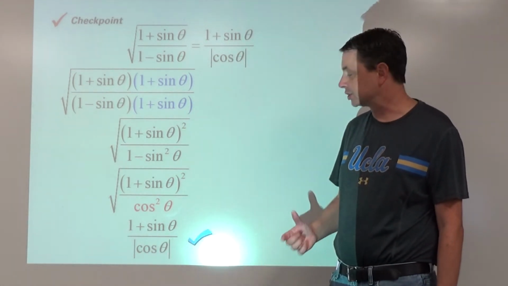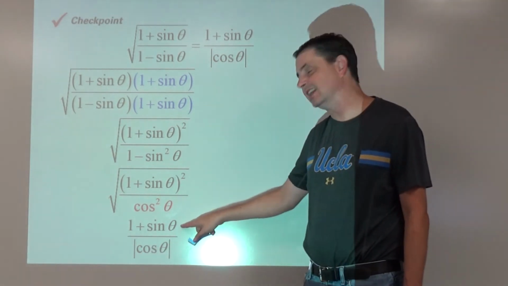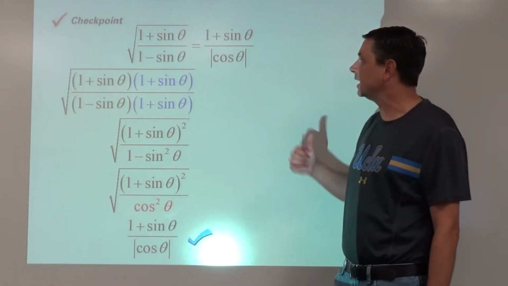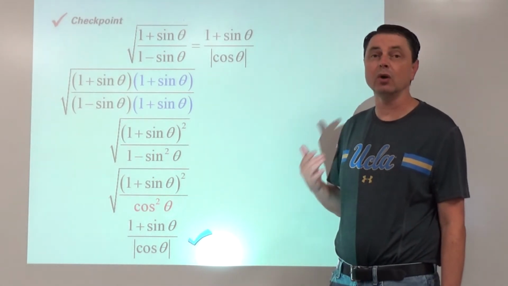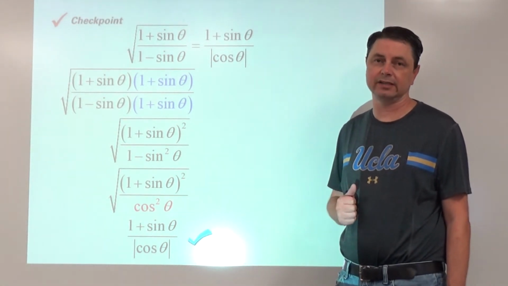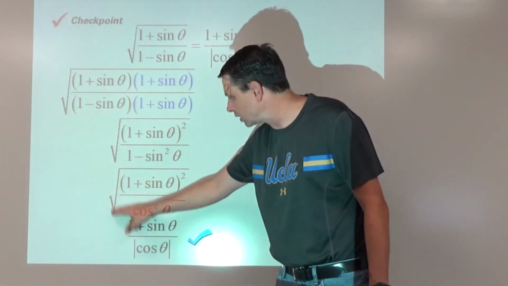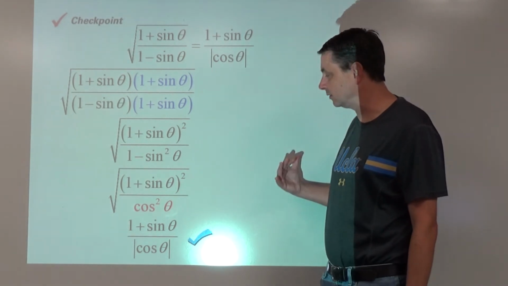That essentially begs the question, why do we need absolute value here? And maybe why do we not need absolute value here? And the answer to that is in theta, and this time we do not have any restrictions on theta. We don't know what quadrant theta is in. So we know that when we take the square root with the square root symbol, we're only allowed to get positive answers coming out of that.